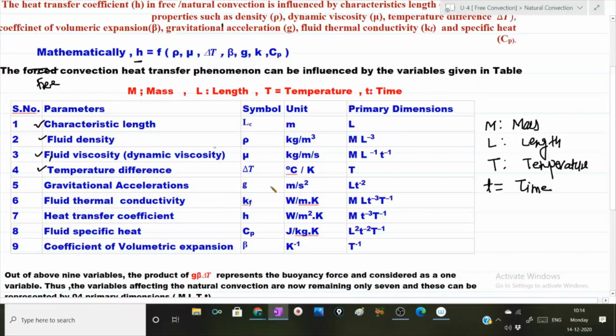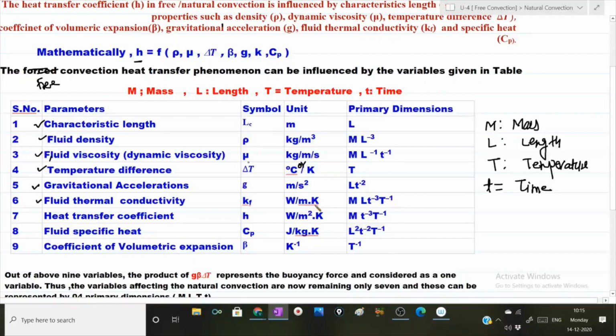Temperature difference delta T is represented in degrees Celsius or Kelvin and its primary dimension is capital T. Gravitational acceleration small g, its unit is meter per second square, primary dimensions L t minus 2. Fluid thermal conductivity Kf, unit is watt per meter Kelvin and primary dimensions are M L t minus 3 capital T minus 1.